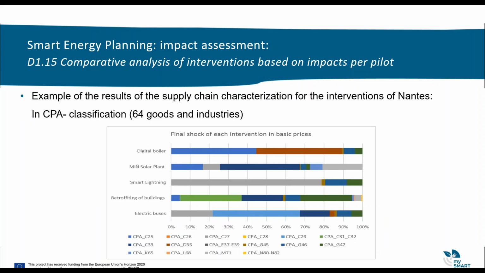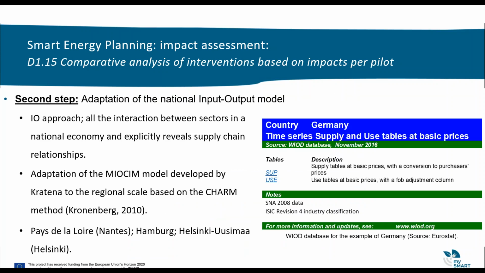This is an example of the supply chain characterization of the interventions that are implemented in the city of Nantes. Here you can see a comparison between the selected interventions, which are the digital boiler, the solar plant, the smart lighting, the retrofitting of buildings, and the electric buses. In different colors, you can see the proportion of the cost, divided in different commodities according to the CPA classification mentioned before. Each intervention has a different proportion of those costs, and this is precisely what makes different inputs for the following step of the socioeconomic impact assessment, which I will introduce now.